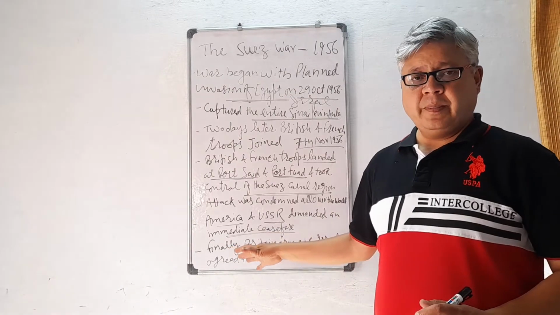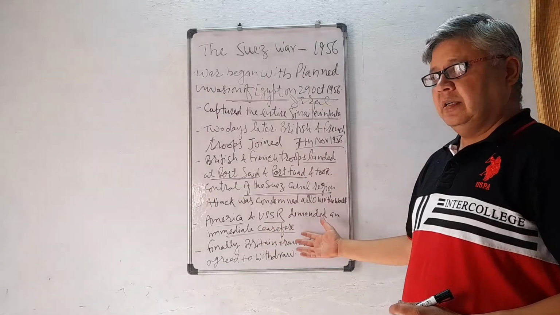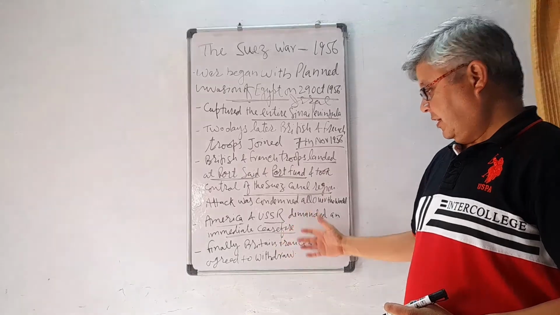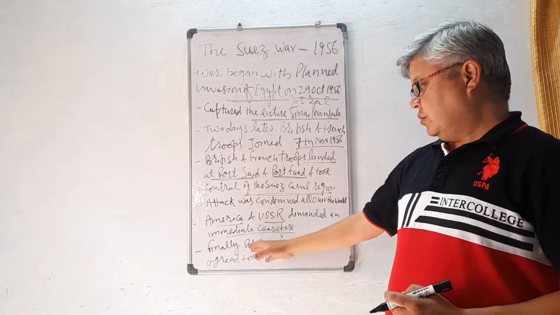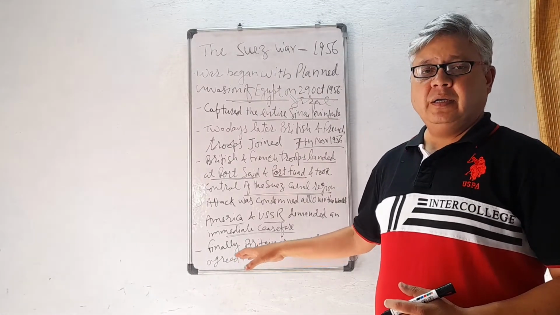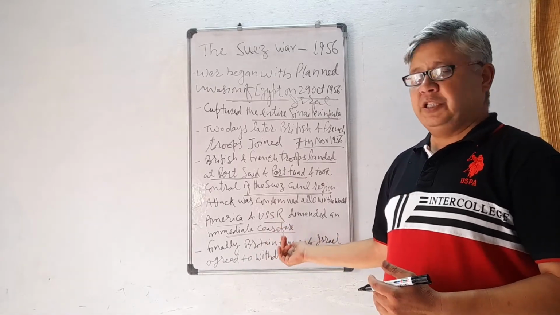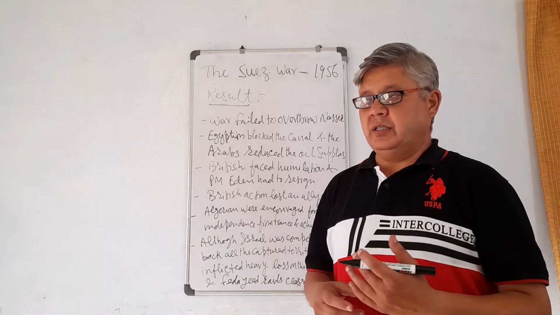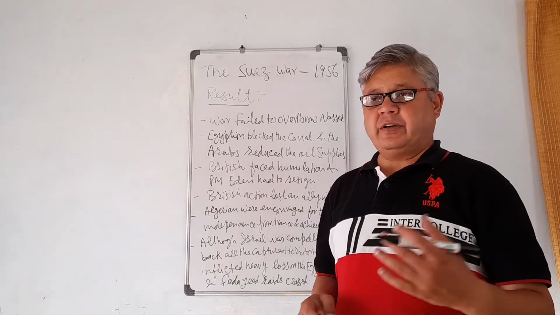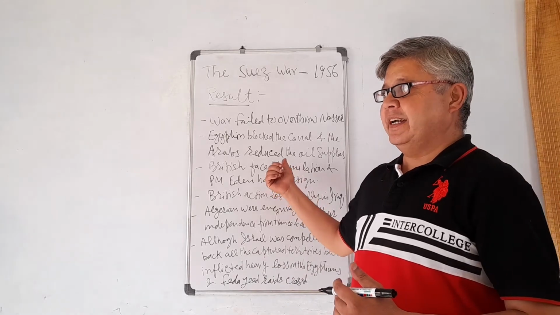So finally, because of the world condemnation as well as America and the USSR demanding an immediate ceasefire, Britain, France and Israel were forced to withdraw from Egypt and hand over the captured region to Egypt. So finally the war came to an end after a pact was signed in the UN, and the UN decided to send its troops to that region.